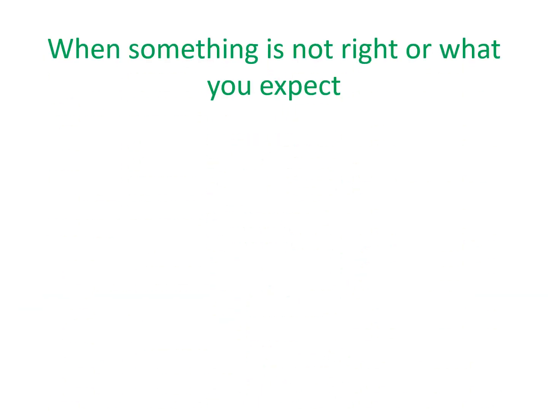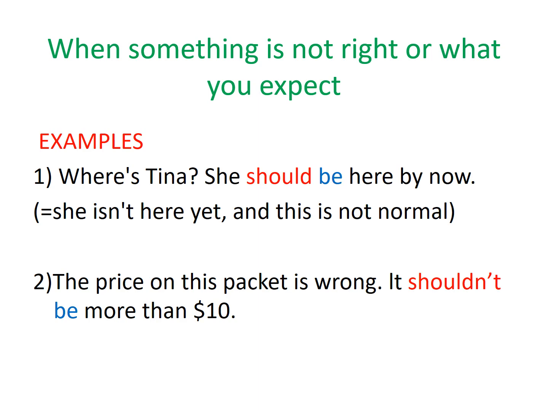Okay, to the next situation now. When something is not right or you expected something to happen and it has not happened. Now, when does this happen? Let's look at this. Where's Tina? She should be here by now. When do you say this? Suppose you and Tina have decided to go to a cinema and you are already at the cinema hall and you expected her to reach there at 4 p.m. and it's already 4:15. So this is not something normal. So you say, where's Tina? She should be here by now.